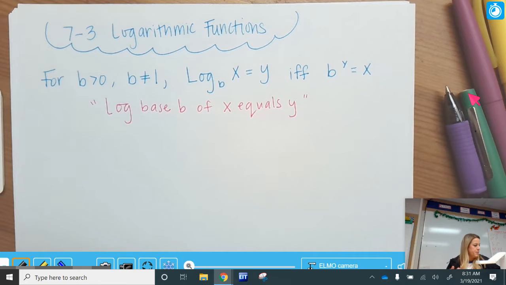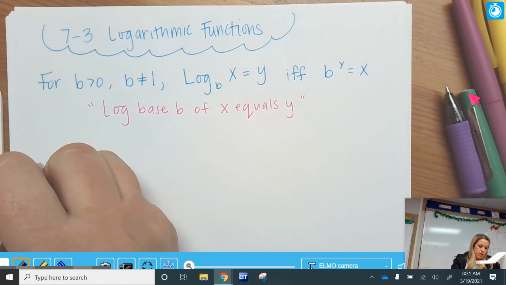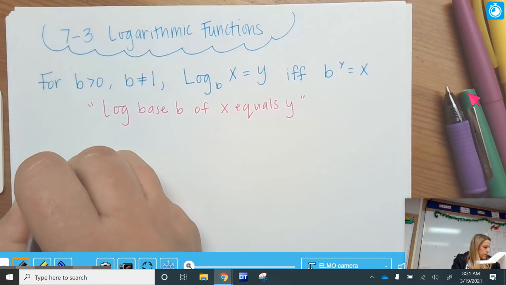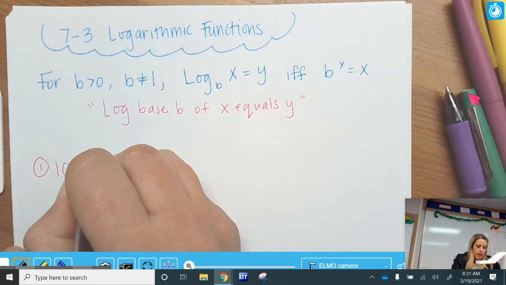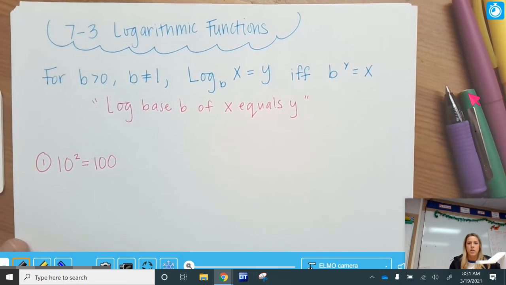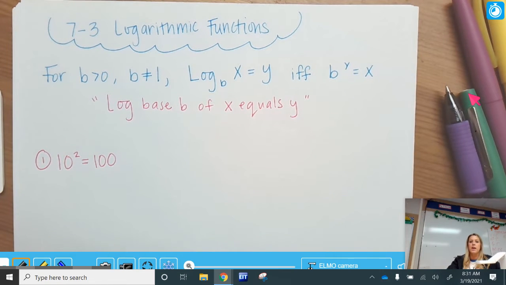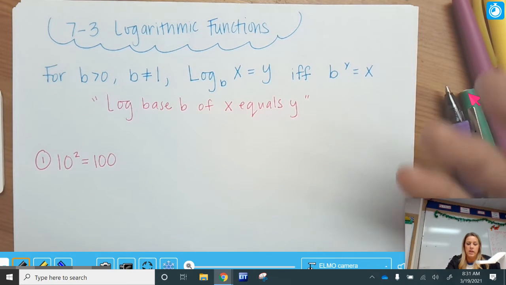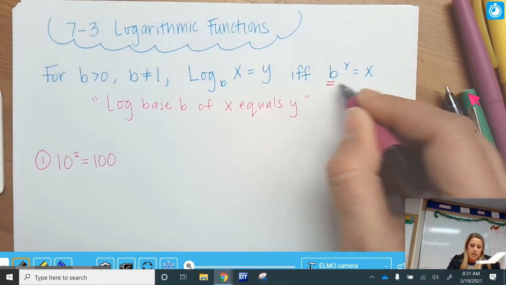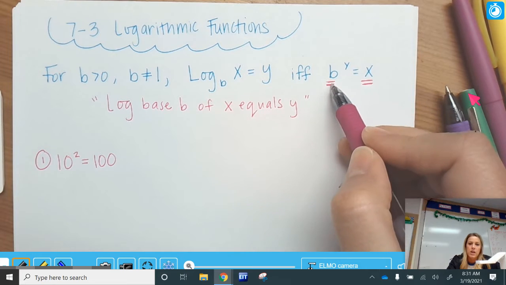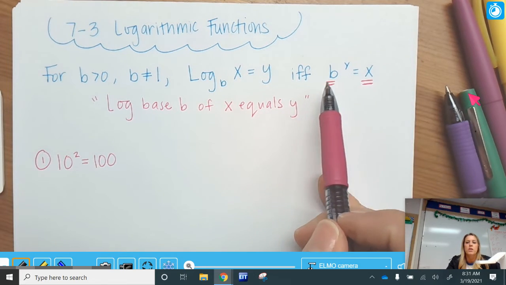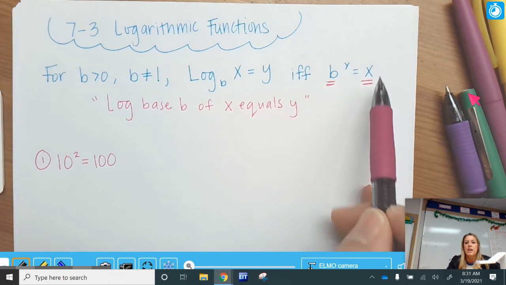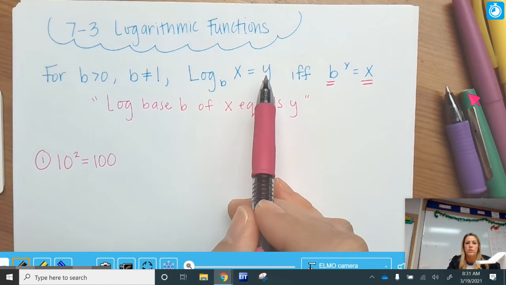Okay, so let's go ahead and start out with this first problem, and then I'll explain what I have written down on the top. You might need to stop the video and write down what I have on the top, but I am going to explain it. So here is what we have: b raised to the y power equals x. We're going to convert that exponent equation to log form.